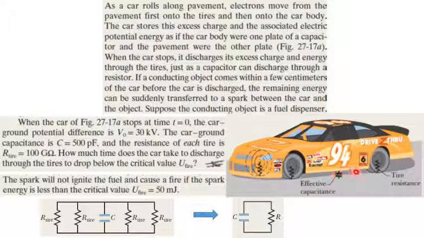So it is like a charging capacitor. While the car was moving, it was like a charging capacitor, and once the car stops, there is no excess of electrons anymore, so the capacitor will discharge its extra charge. When the car stops, it discharges its excessive charge and energy through the tire, just as a capacitor can discharge through a resistor. If a conducting object comes within a few centimeters of the car before the car is discharged, the remaining energy can suddenly transfer as a spark between the car and the object.